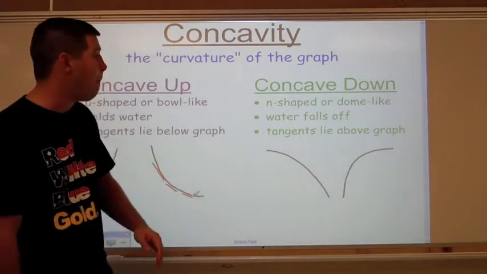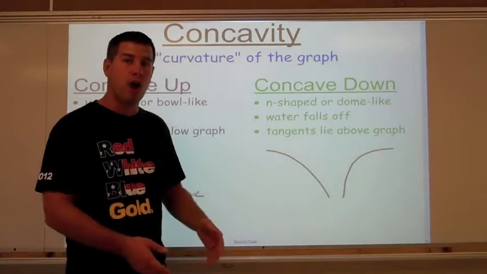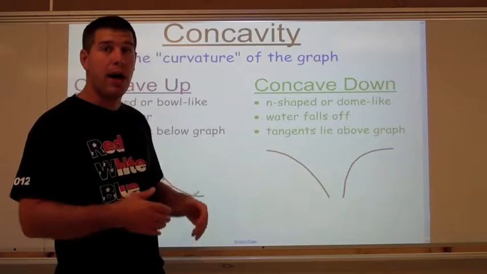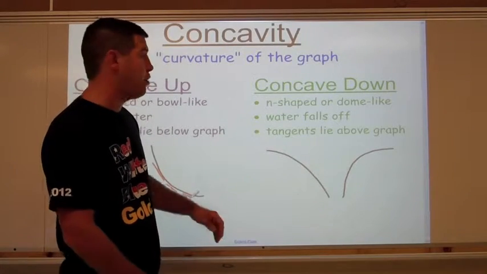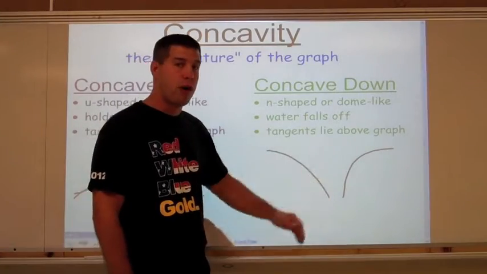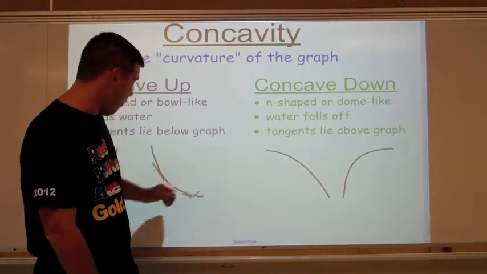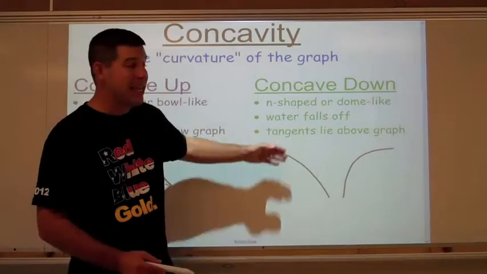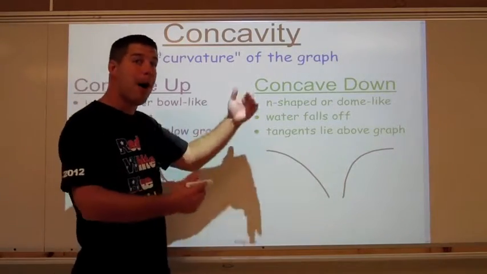Concave down is just the opposite. N-shaped or dome-like, an upside down U, like a parabola with a negative x squared coefficient. You can think if you poured water on top of it, the water would roll off of it or run off the side. And again, the formal definition is just the opposite. The tangent lines all lie on the top, above the graph.